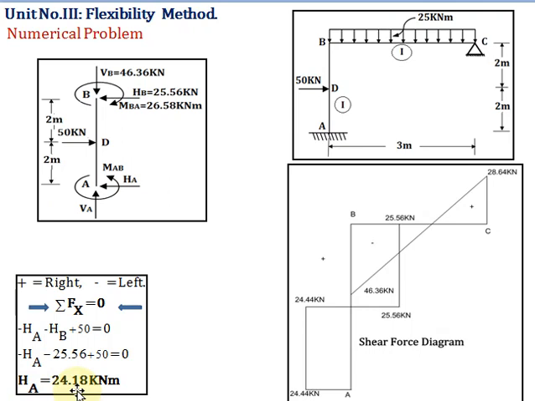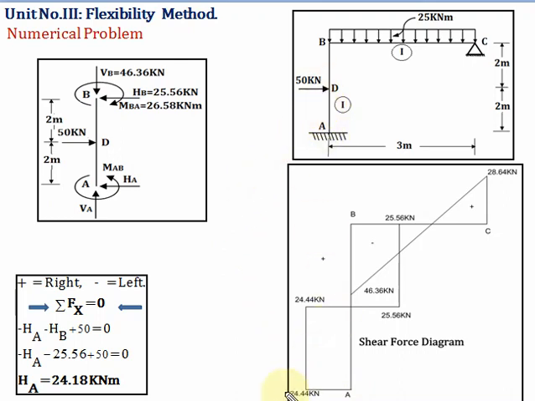Now we have found out the support reactions at A, B and C. So from that we can draw the shear force diagram. Now the horizontal reaction at A is 24.18 and it is acting towards the left side. So first we have to draw the line AB and BC. Now at A we have to show the value 24.18 acting towards the left side, because the HA is acting towards the left.